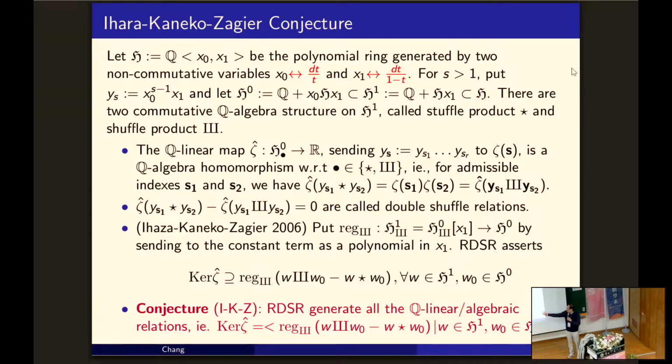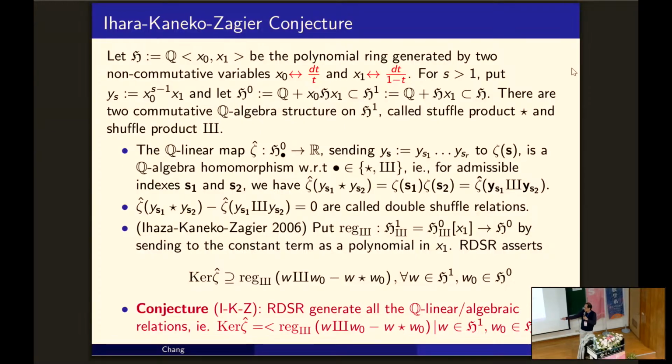They found that if you take w in H1, w not in this convergence domain, so this is divergent. But surprisingly, if you take the stuffle of w and w0, subtract the shuffle of w and w0, then take the regularization and then take zeta hat, this becomes 0. They found that this gives some relations among MZVs. Namely, this is inside the kernel of zeta hat.